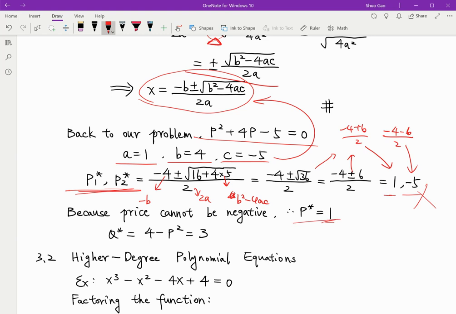And for the equilibrium quantity, the Q star here, you can plug in the P star to either of the equations QD or QS. And then you can find that the Q star is 3.